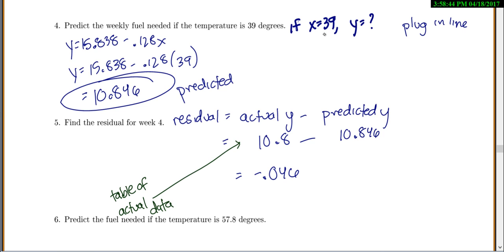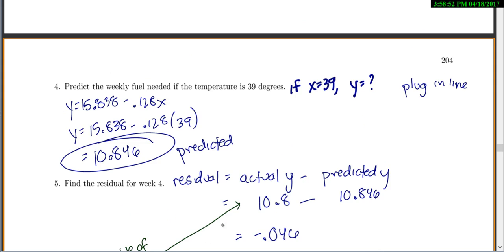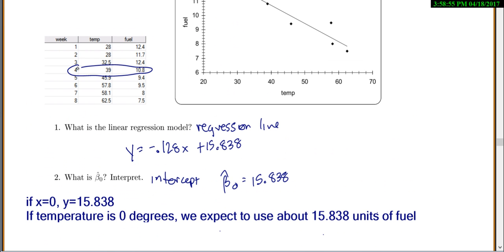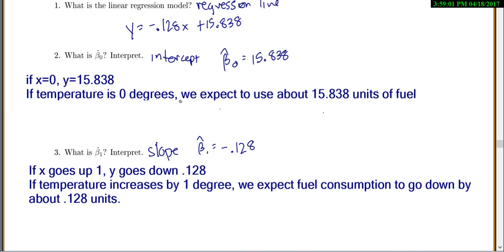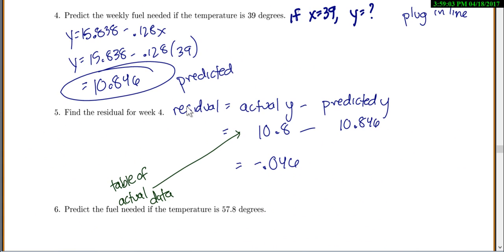So I want to predict the weekly fuel for 39 degrees, so all I had to do is plug x equals 39 into the equation of my line, so I got my predicted value. And then we want the residual for week 4, so we went back up and looked at our table for week 4. And on our table, week 4 had a temperature of 39 degrees and an actual value of 10.8 for y. So the actual y is 10.8, but here, my predicted value for x equals 39 was 10.846.